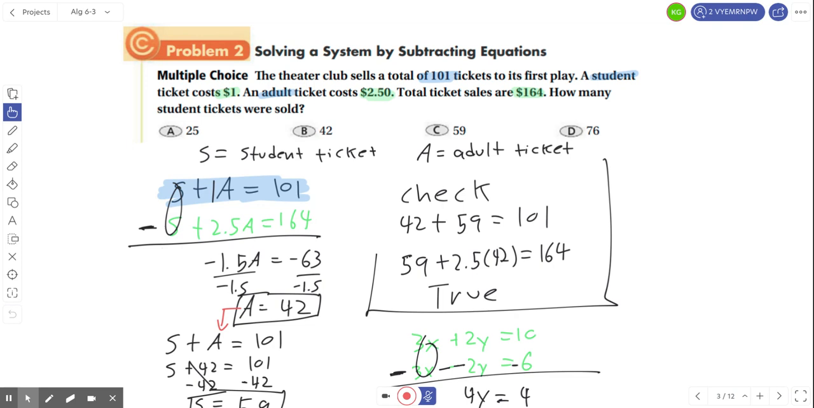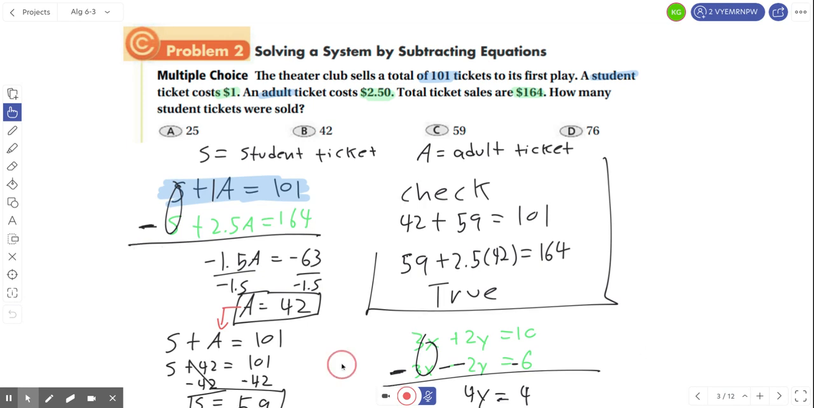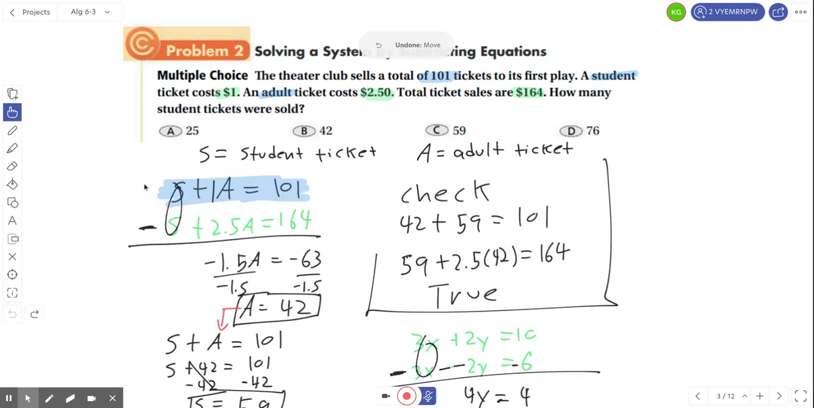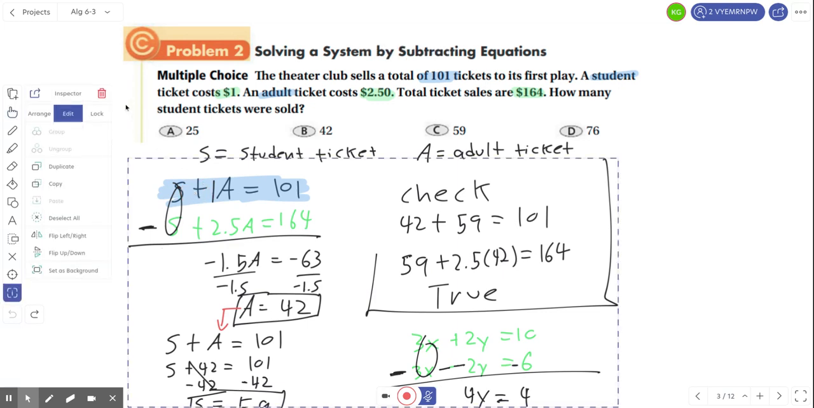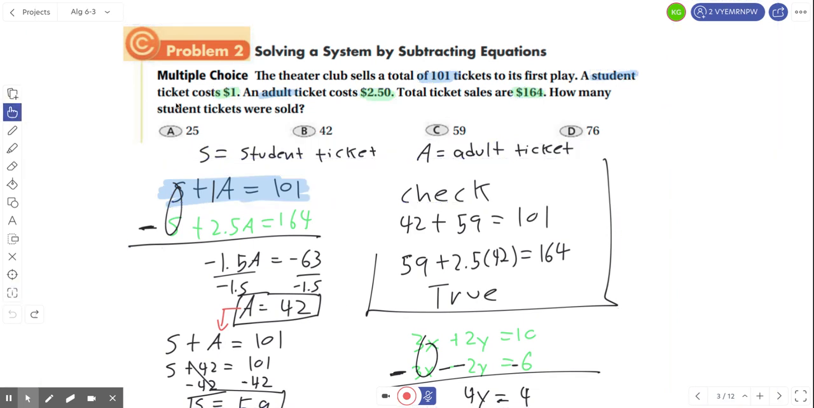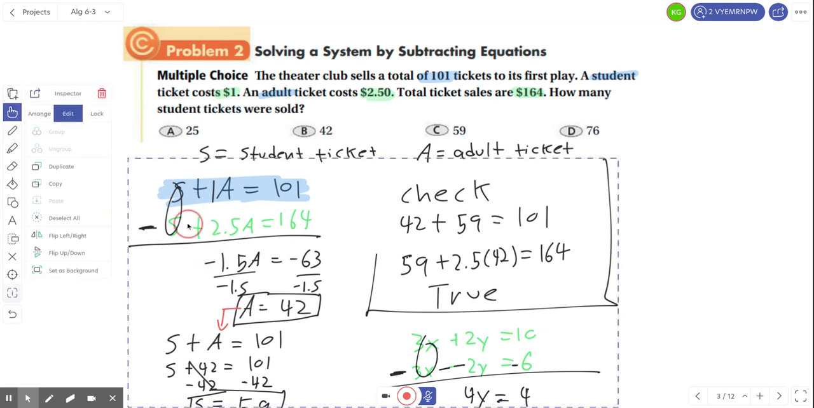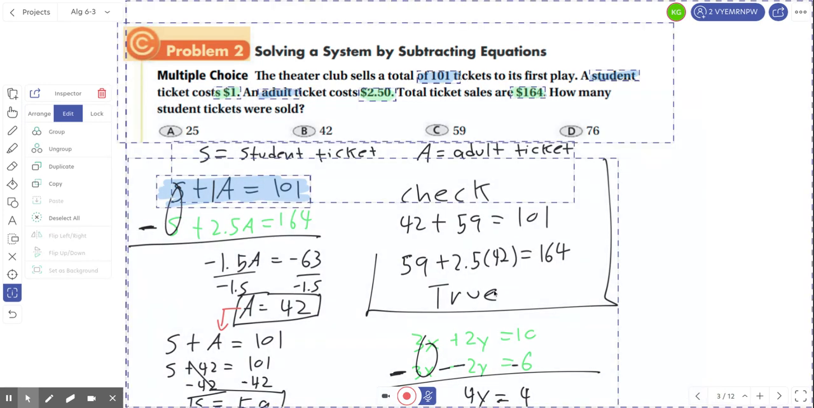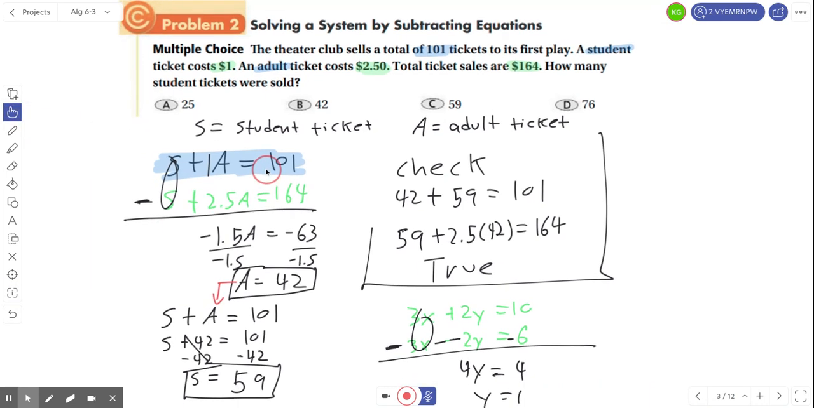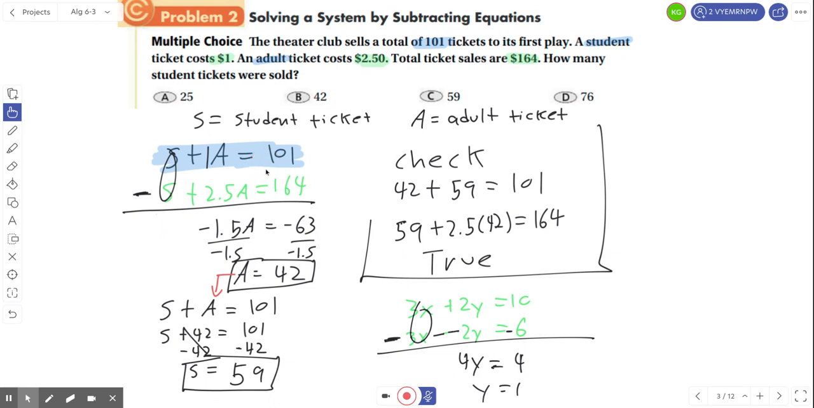Oh, I ran off the bottom a little bit. Let me fix that so you can see everything. Oh, it's hard to fix. There, that's everything I wrote.